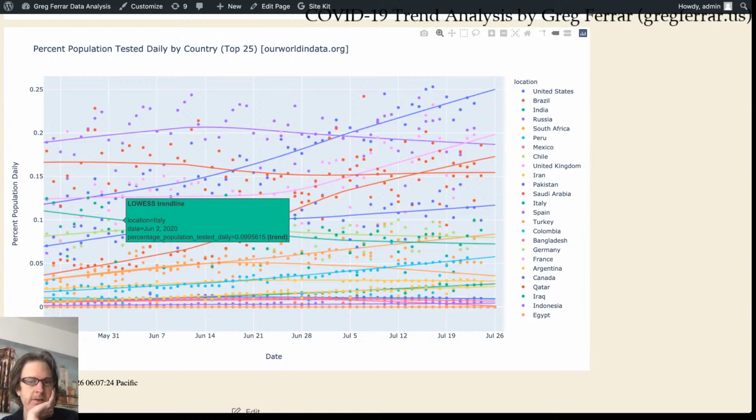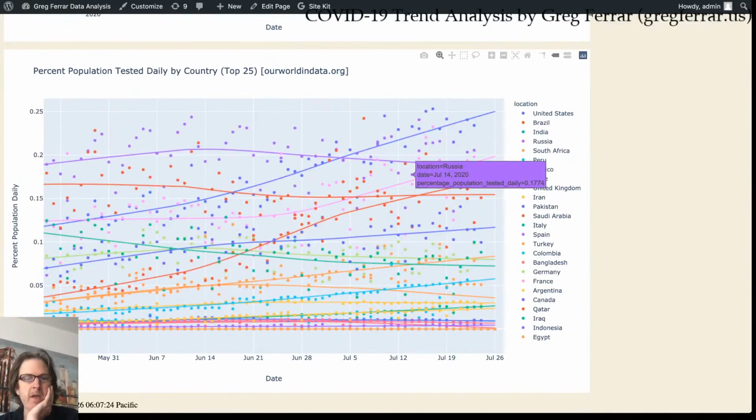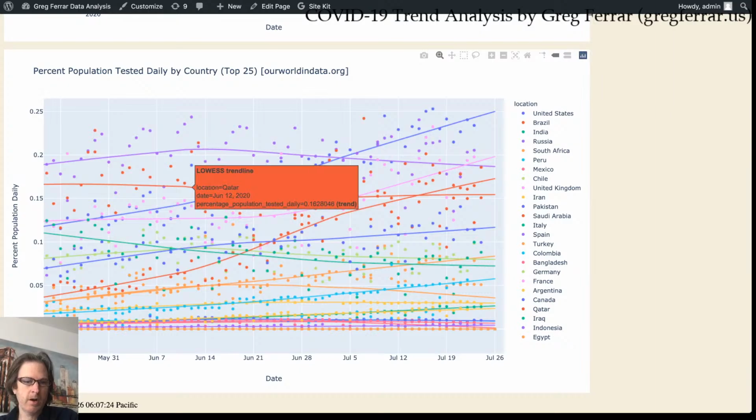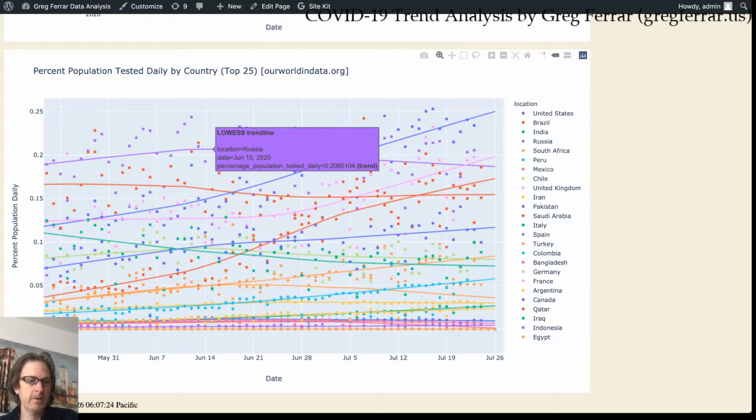First of all, I just think we don't have testing data for a lot of countries. I know this is just the top 25, but among the top 25 hottest in daily cases per million, several of them have leveled off. Russia, Qatar, for instance, they're doing 0.15, 0.2 of a percent of the population tested per day, which are good numbers, but they're also flat.